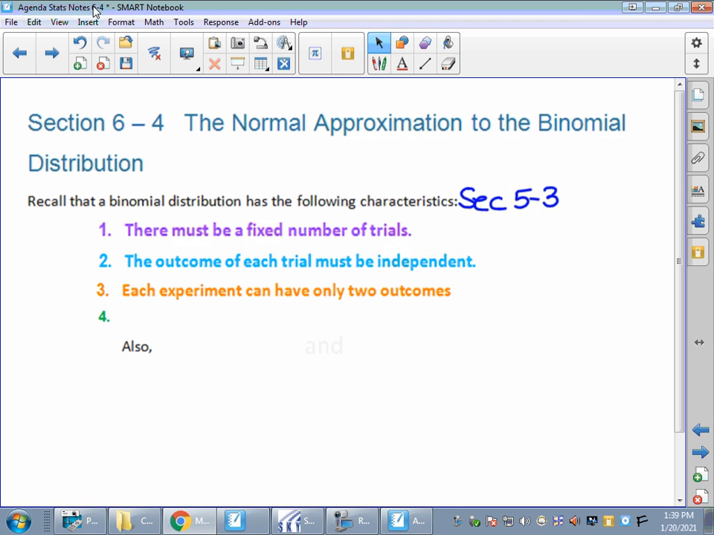Our experiment can only have 2 outcomes. You're right or you're wrong. It's good or it's bad. It's up or it's down. It's on or it's off. There's 2 possible outcomes. There's no partial credit here.